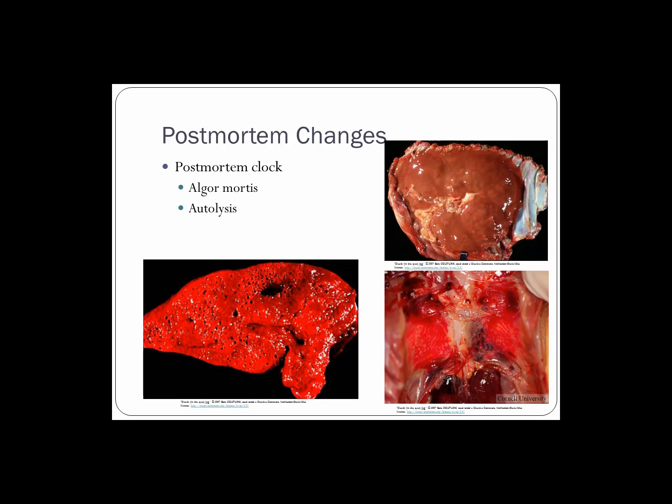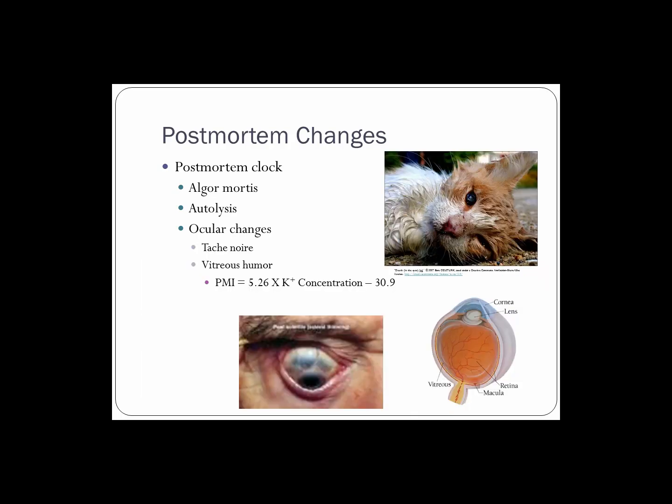Now, the eyes. The eyes tend to show the earliest changes after death. The very first thing you see is a cloudy film that will appear on the eyes within minutes of death, and the cornea of the eyes becomes cloudy within 24 hours post-mortem. Okay, so very, very early.